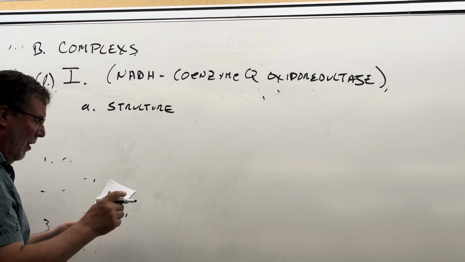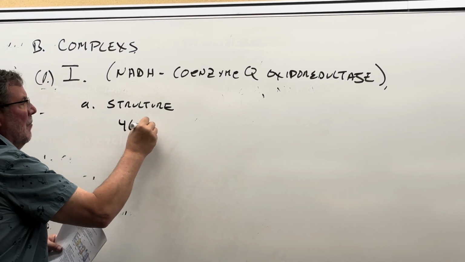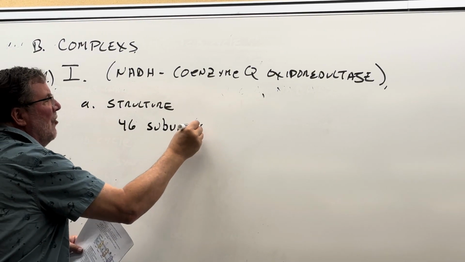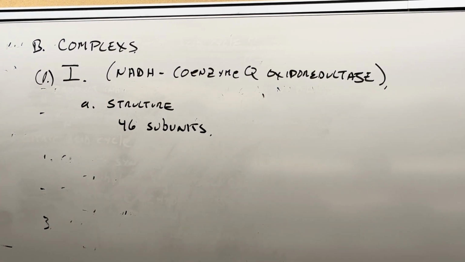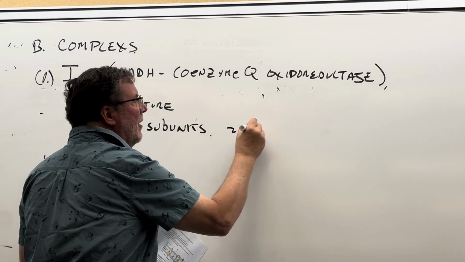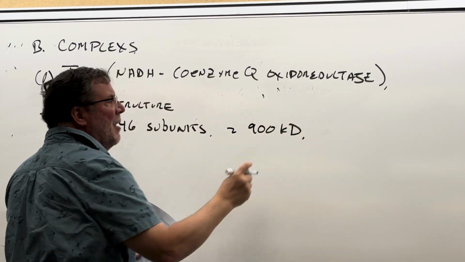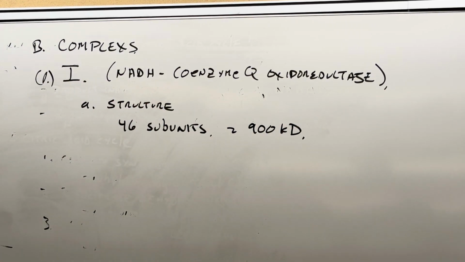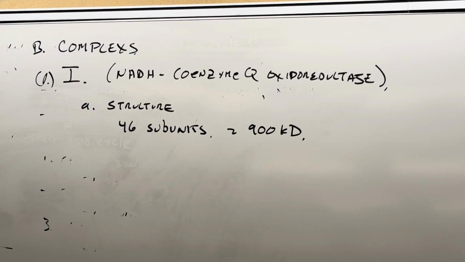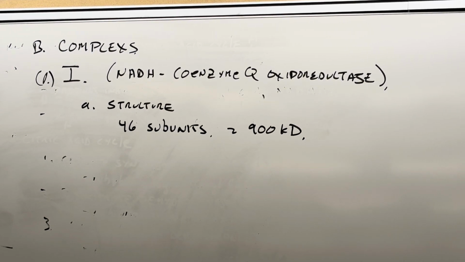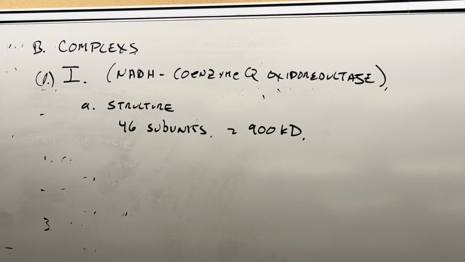In this case, there are 46 subunits. This is the eukaryotic system. There are also electron transport chains in E. coli and other organisms that will have slight variations on this. It's about 900 kilodaltons, so that's pretty big. Here's one of the things that's wild about this, and it's amazing all this stuff works: 46 different peptides have to come together to form a functional complex 1.